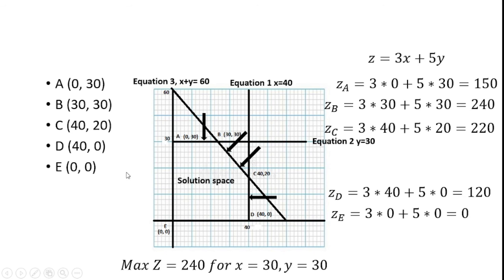Likewise we can get the solution from the solution space with the graphical method in operations research, which is one of the methods available to find the optimal solution of a linear programming problem.